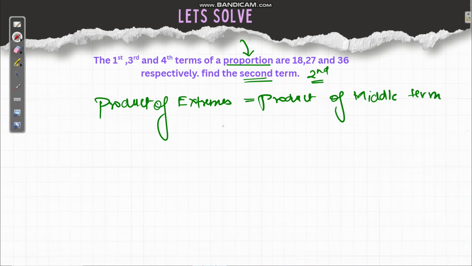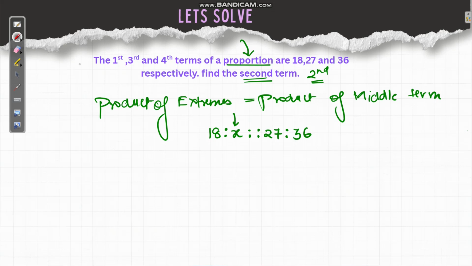So first term is given to us, that is 18. Second term we don't know, so let it be x. Because they are in proportion, I'm putting these 4 dots, that is as. The third term they have given as 27 and the fourth term is 36. Now let's find the second term, okay? This is my second term, your x. So let's use the formula.